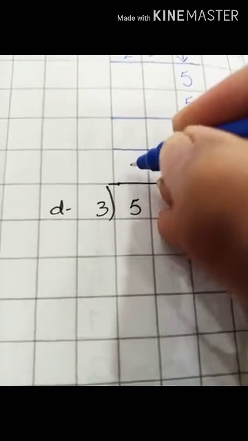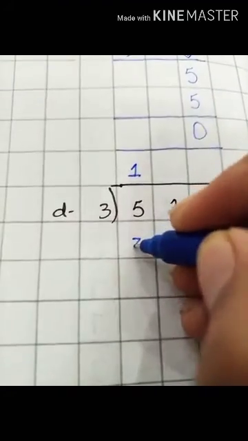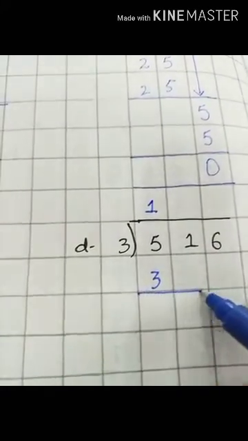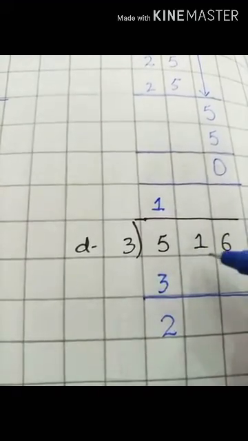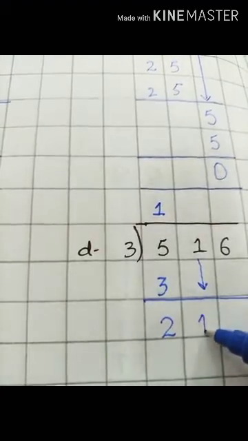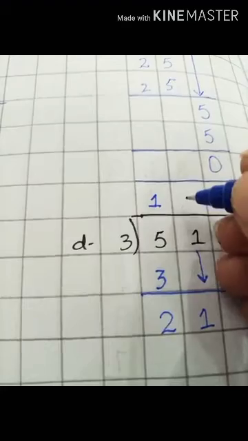3 2s are 6. Can't write the 6, so I will have to write 3 1s are 3 beneath it. Okay. In the next step, 5 minus 3 is 2 and 2 is smaller than my divisor, so I will have to take this 1 down here and this will become the number 21. Now read the table of 3 till the number 21.